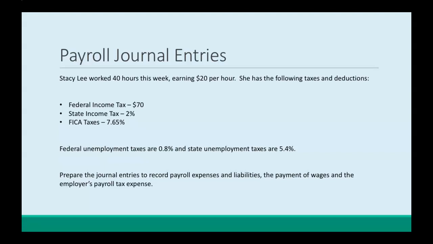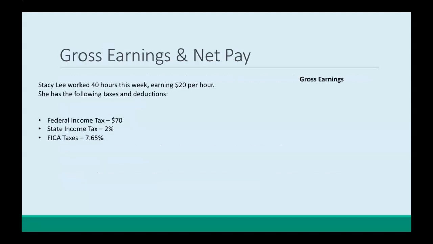We need to prepare the journal entries to record payroll expenses and liabilities, the payment of wages, and the employer's payroll tax expense. But before we can even start working on these journal entries, we first need to find our gross earnings and our net pay. So our gross earnings, that's the total amount that Stacy earned. So we're going to take our 40 hours times $20 per hour, and we find that the gross earnings here are $800.